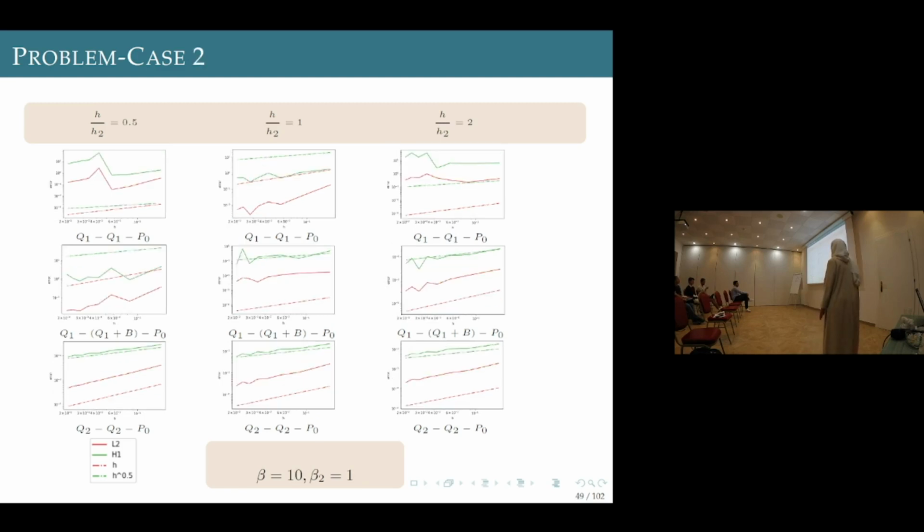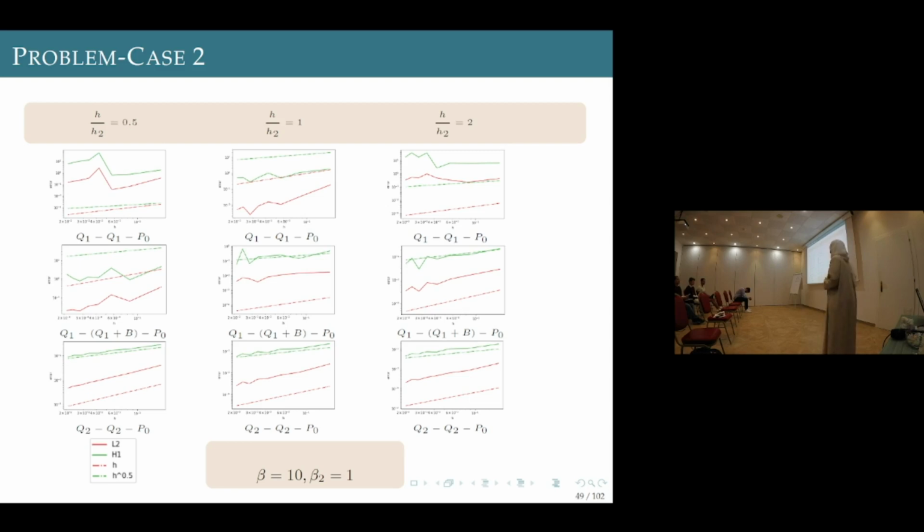However, if you see the second case, where beta 2 is less than beta, here we let beta be 10 and beta 2 be 1. At least we can see that Q2, Q2, P0 is optimally convergent. Q1, Q1 plus a bubble P0 is converging when the ratio is greater than 1. Q1, Q1, P0 doesn't converge. So we increase this more by making beta 10,000, but all of them fail to converge.